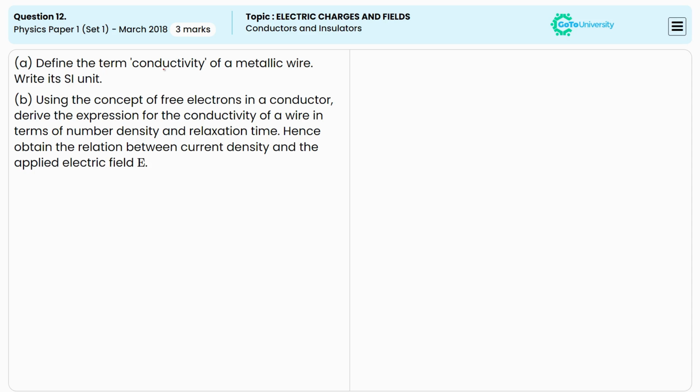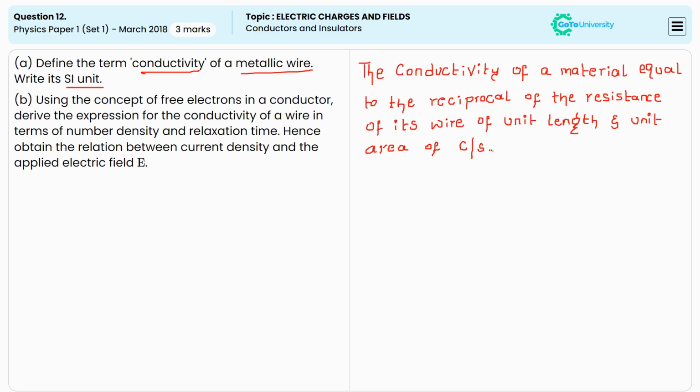Define the term conductivity of a metallic wire with its SI unit. The definition of the conductivity we can define in terms of ratio. That is, reciprocal of resistance is what we call conductivity with respect to its wire of unit length and its cross-sectional area. And it is denoted by the symbol sigma.